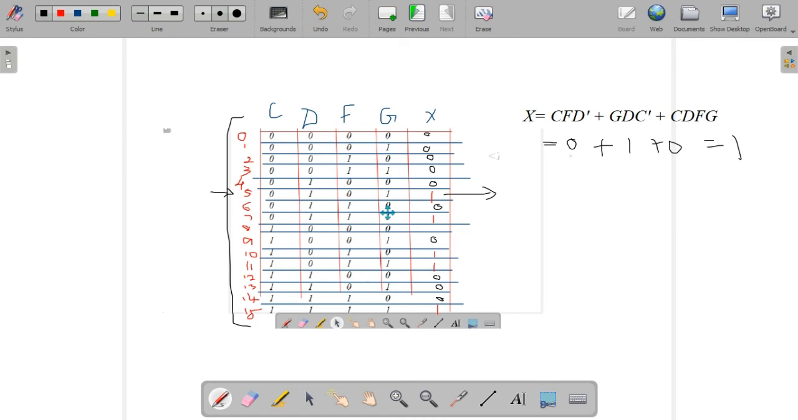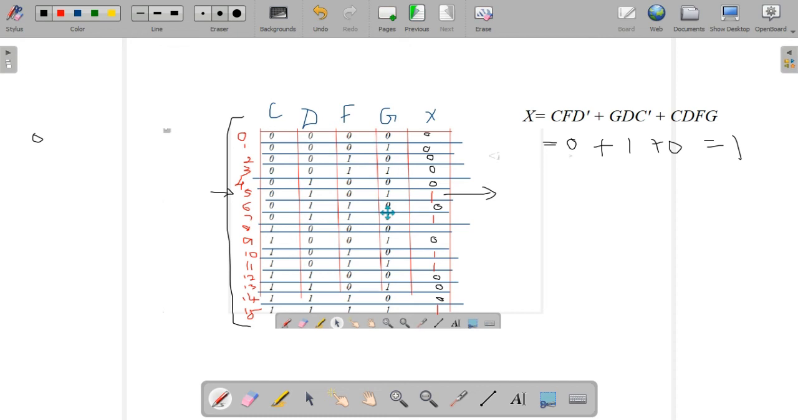In the case of POS expression, in the K-map also we will fill the value 0 in the corresponding max term designation squares, or cells. In the case of POS, is it the same? You have to select the final output X in the X column, which are the values 0, and then write the corresponding max terms.